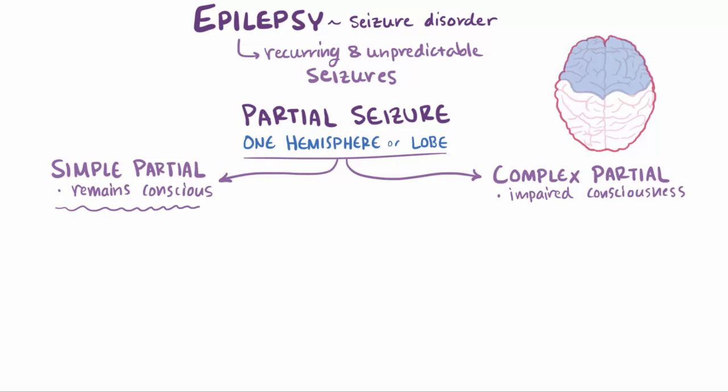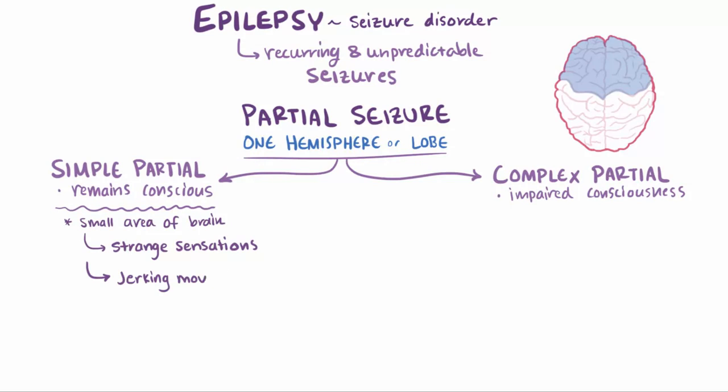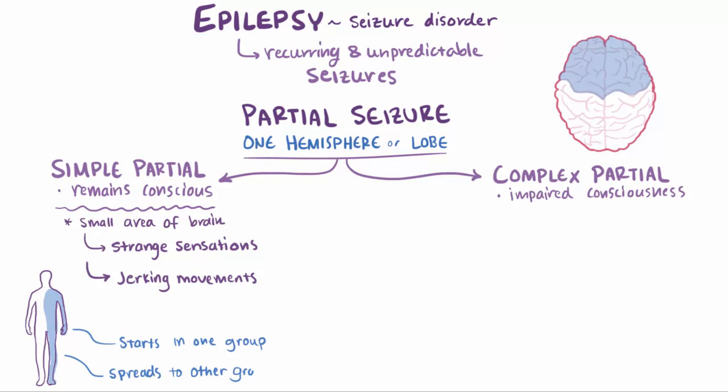Simple partial seizures typically affect a small area of the brain, and can involve the person experiencing strange sensations, like hearing or tasting something, but can also involve jerking movements in specific muscle groups if the neurons controlling those muscles are affected. If the jerking activity starts in a specific muscle group and spreads to surrounding muscle groups as more neurons are affected, it's referred to as a Jacksonian march.